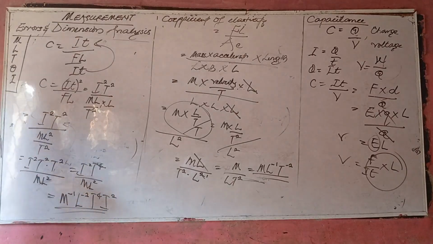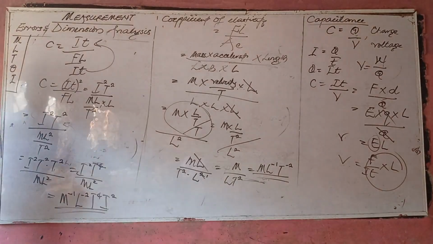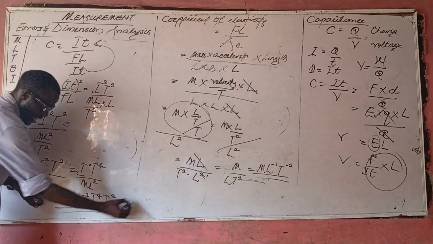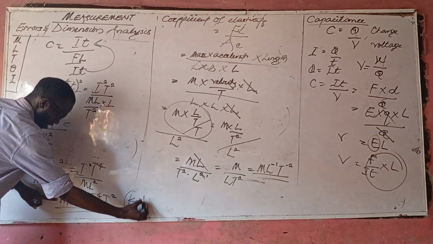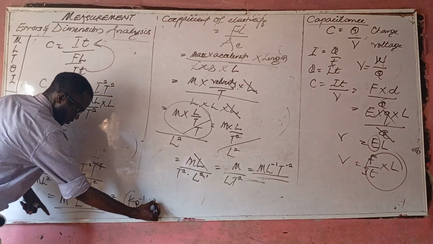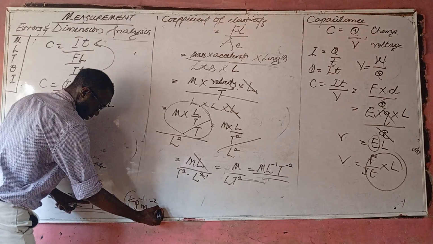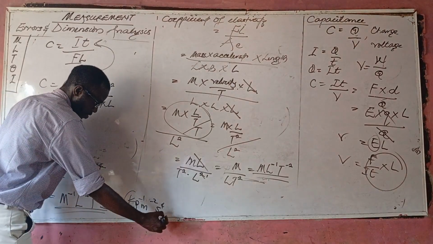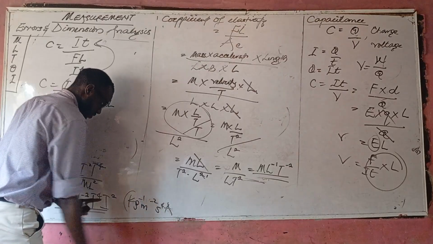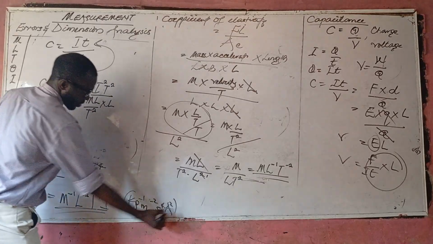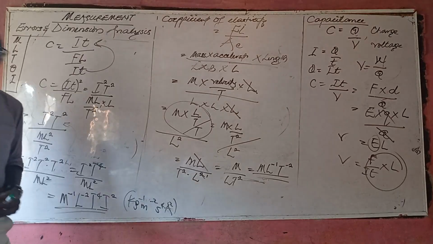That's the answer. And if you want to write it in basic units, M is what? Kg. So we have per kg per meter squared, second raised to power 4, ampere, unit of current, squared. Is it clear?